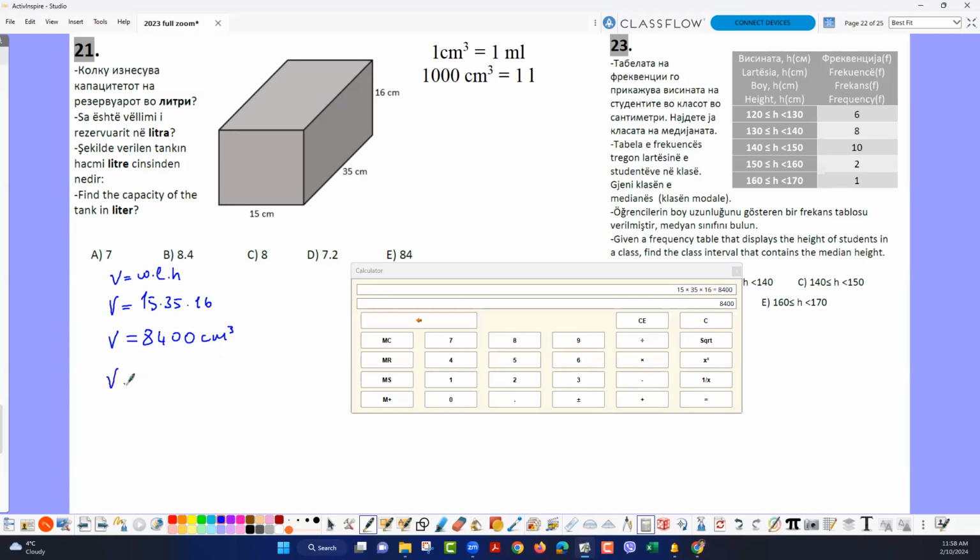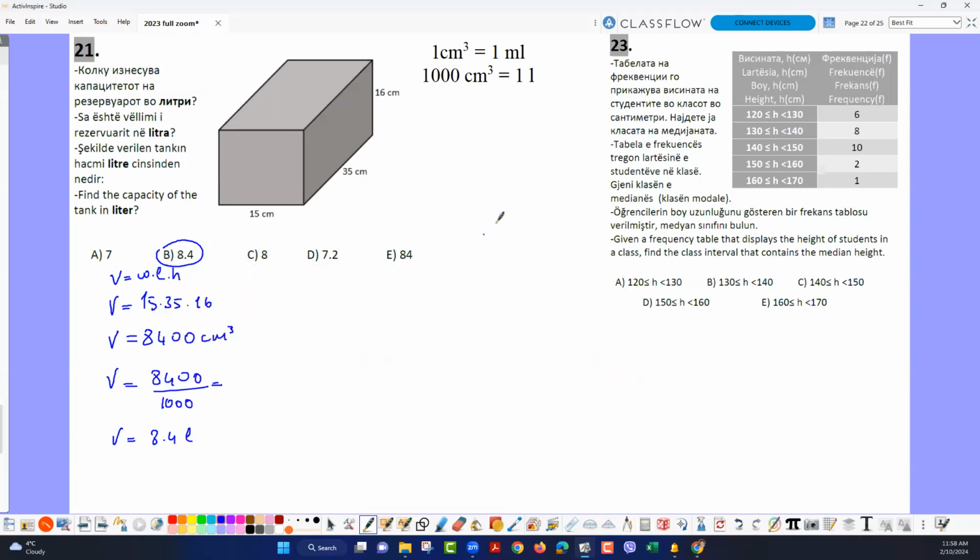If you divide the volume by 8,400, pardon, it is not that. It is the volume in liters, so it's going to be divided by 1000. It's going to be equal to 8.4 liters. That's the way to find it, and the answer has to be B.